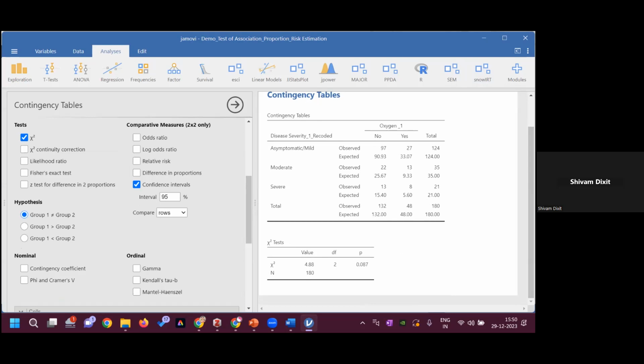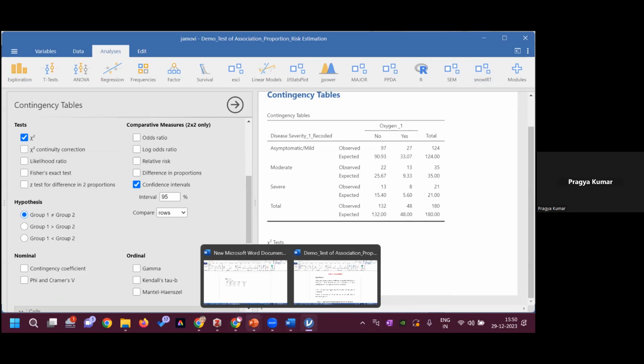So yes, and effect size, you are asking me to explain again. Okay, effect size, I'll show that slide once.